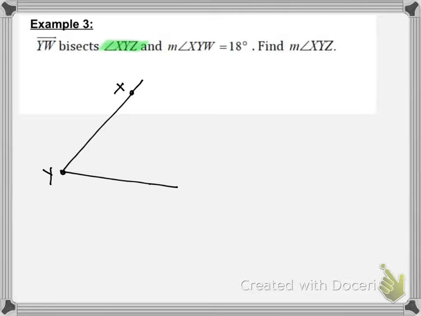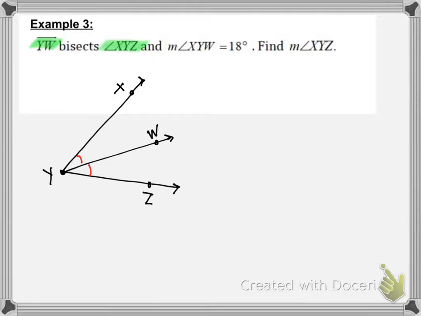So XYZ, we know that Y is our vertex. And then I'm going to put in the angle bisector. So I should try to go right in the middle. And they called that YW. And I'm going to put in the marks to show that both sides are the same. So now let's fill in our picture. They said the measure of XYW is 18. So let me see if I can highlight that in our picture.